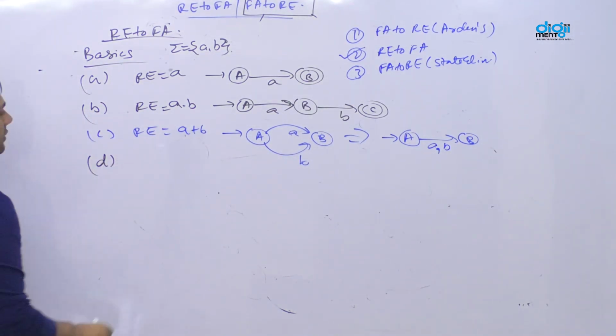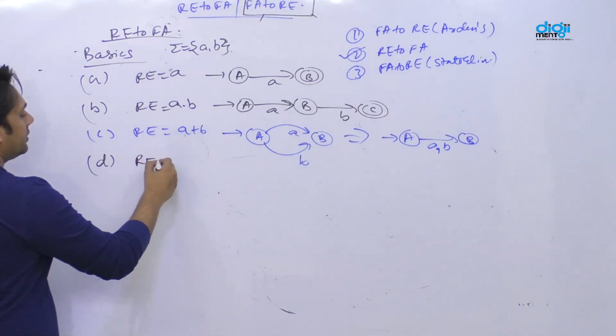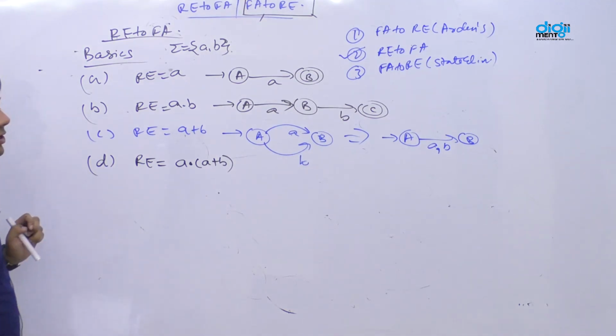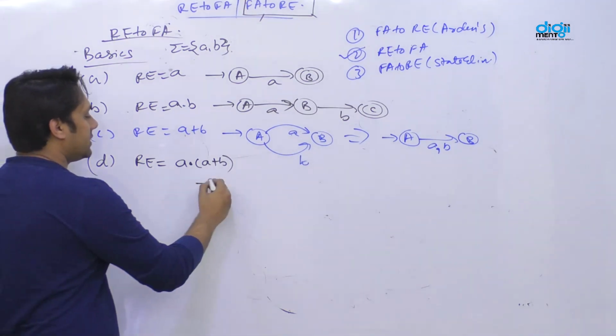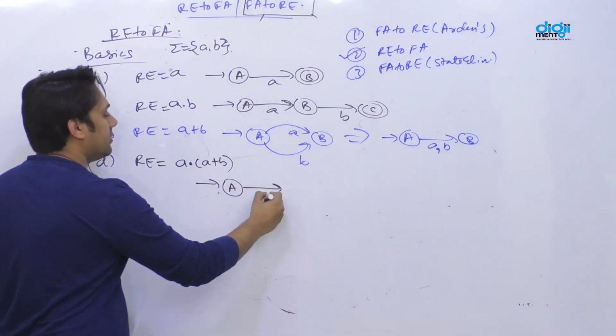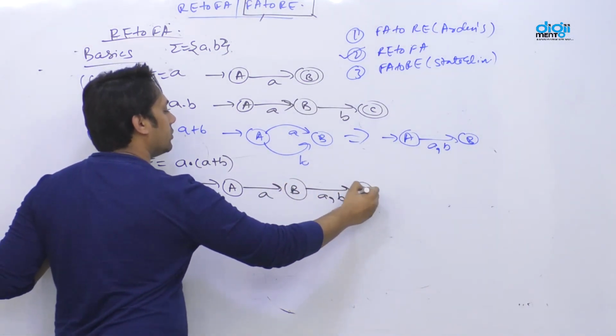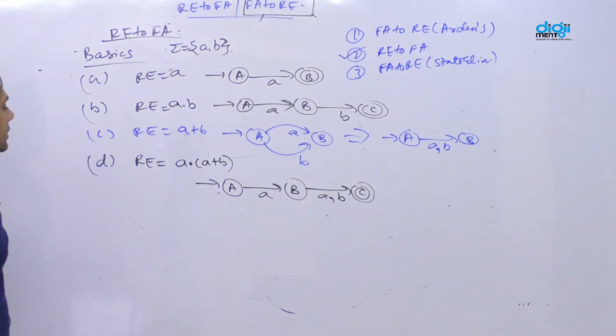The fourth one is if you have regular expression A dot (A plus B). So A dot (A plus B) means the initial state is A. If I'm looking at a symbol A, I go to the state B. Then I can get an A or I can get a B, and I go to the state C.